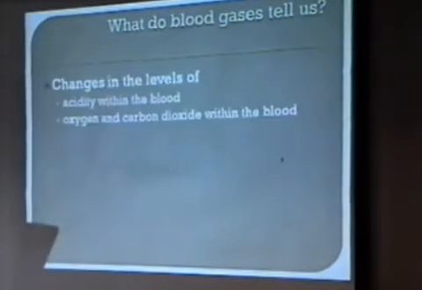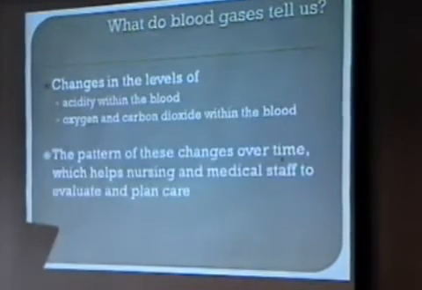So the blood gas will tell us about acidity, about oxygen and carbon dioxide. Most importantly, the pattern of change. When I look at the blood gas, I never look at one, unless it's an emergency. I always want to look at this one and the one before and see what happened in between. What is the difference? Because pattern of change is very important in your intervention with a blood gas machine.